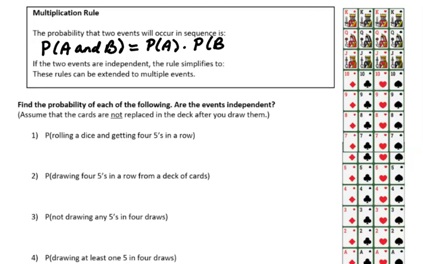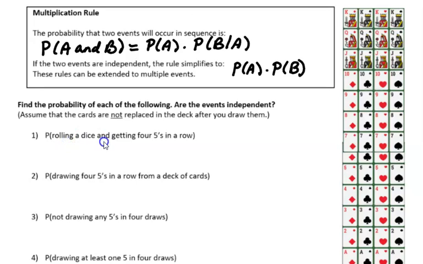of B given A, because of course if A influences the probability of B, we have to take that into account. Now if the two events are independent and the probability of A doesn't influence the next event B, then the rule would just simplify to probability of A times probability of B. So let's first look at a situation where the two events are independent.